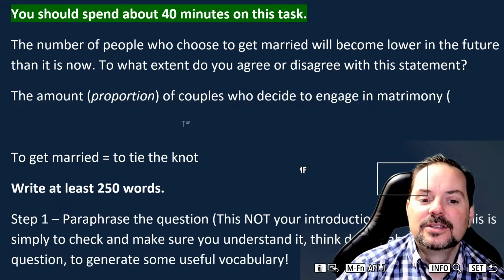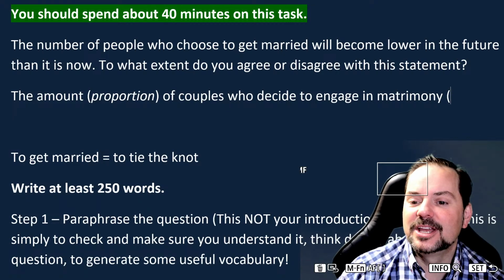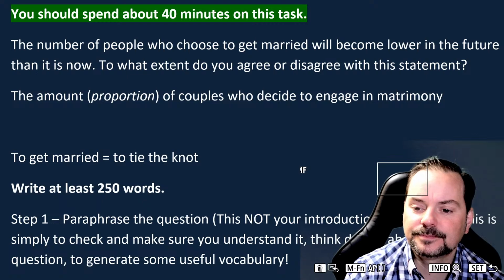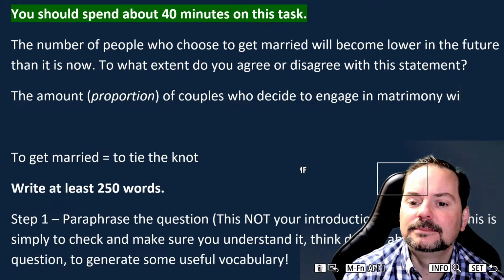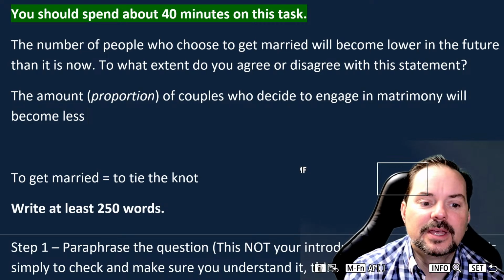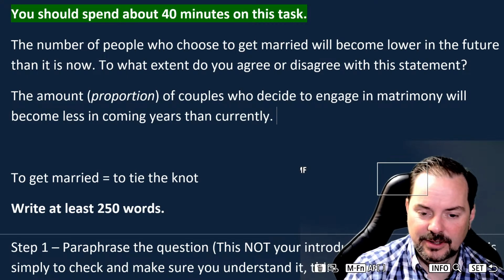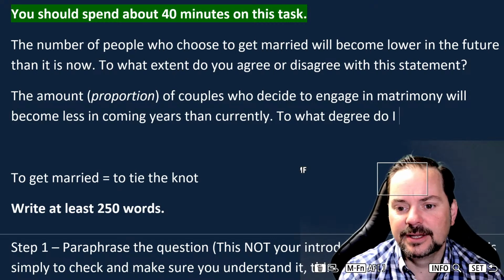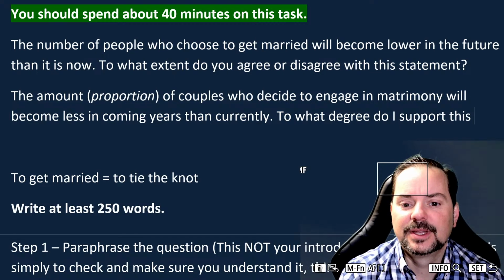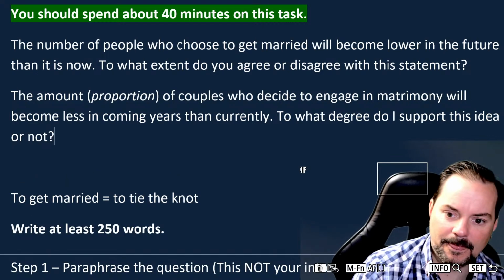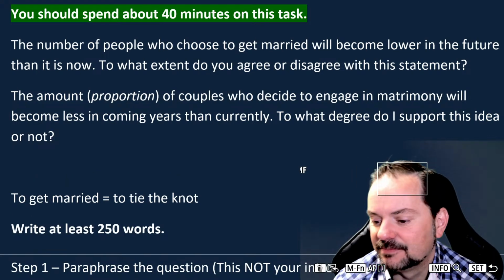Okay. So the amount of couples who decide to engage in matrimony or tie the knot will be, or become, we can keep that, less in coming years than currently. To what degree do I support this idea or not? Okay, so that's the question there.